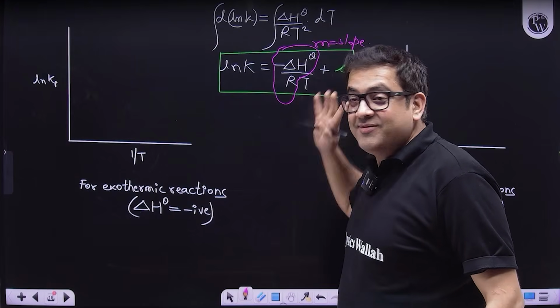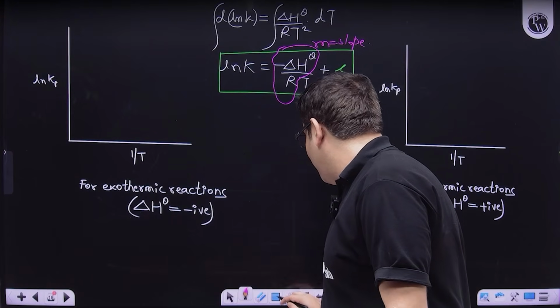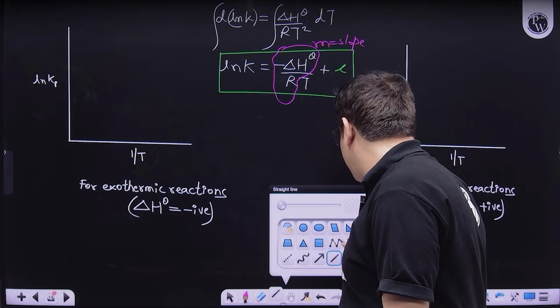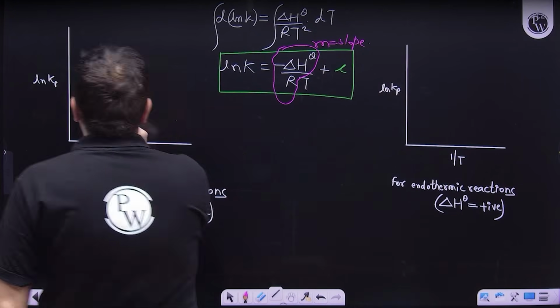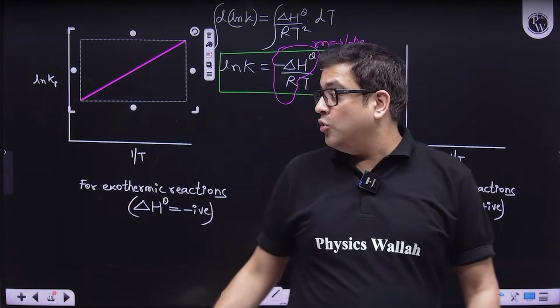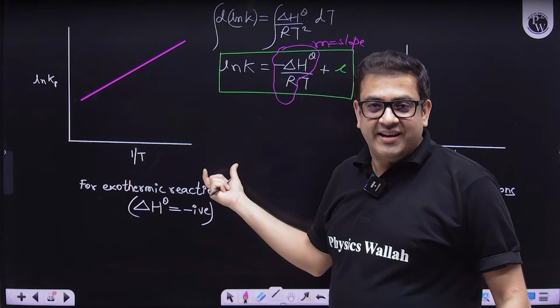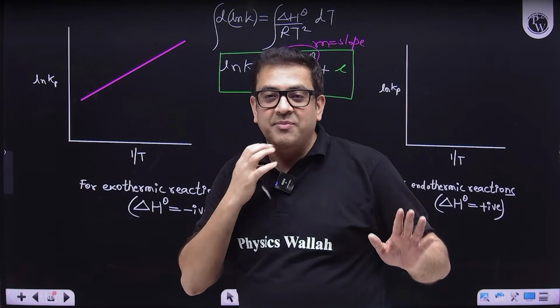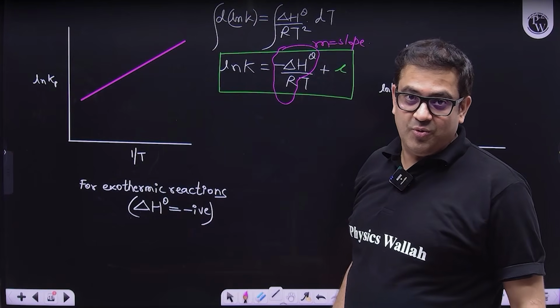So minus minus will make this slope positive. If I am asking you to make a graph, it will be a straight line, which has a slope. Sir, why not started? T can never attain 0. 0 Kelvin can never be reached, so some value has to be taken. So it is a positive slope.